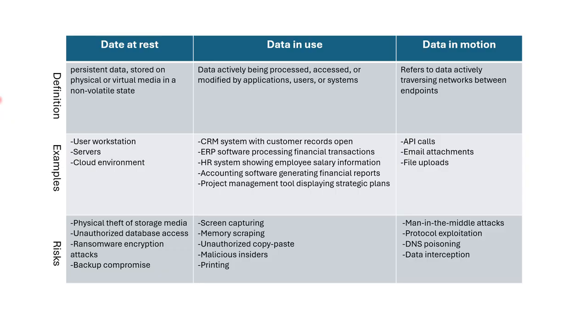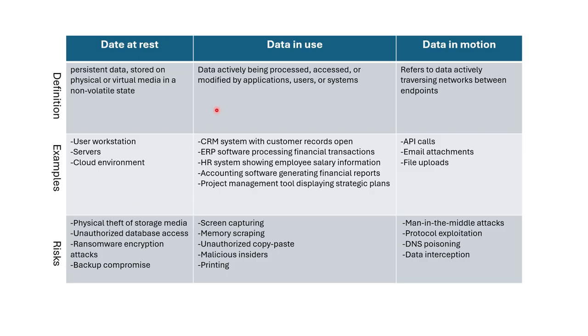Data at rest refers to persistent data, stored on physical or virtual media in a non-volatile state. This data is not currently being accessed or transferred, residing in storage systems waiting for future use. Data at rest can be on user workstations, servers, or cloud environments. Here are the risks associated with data at rest: physical theft of storage media, unauthorized database access, ransomware encryption attacks, and backup compromise.